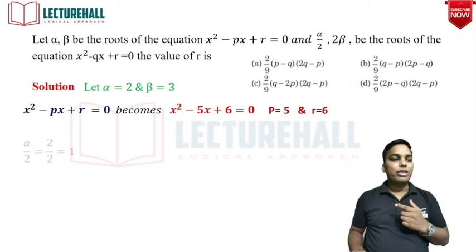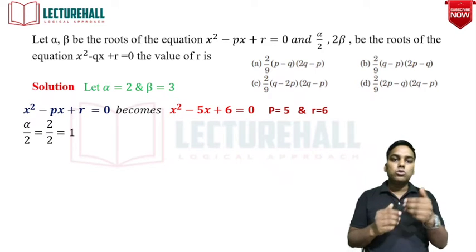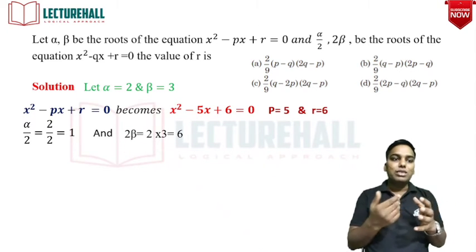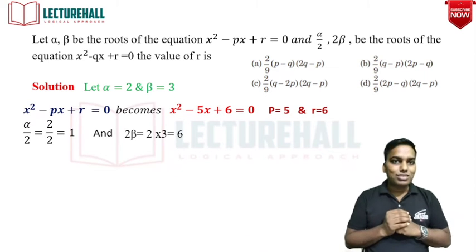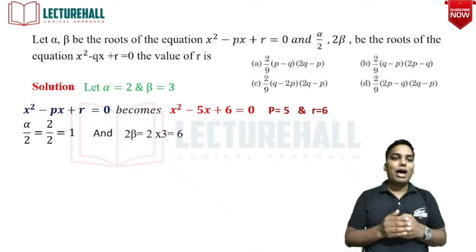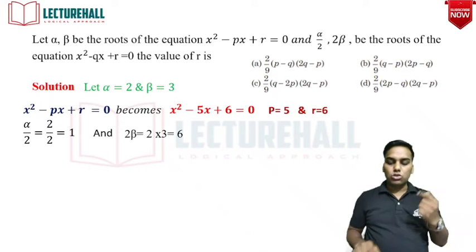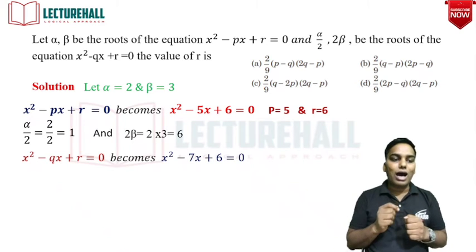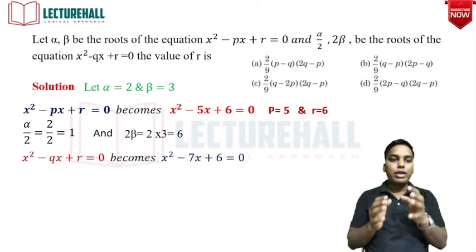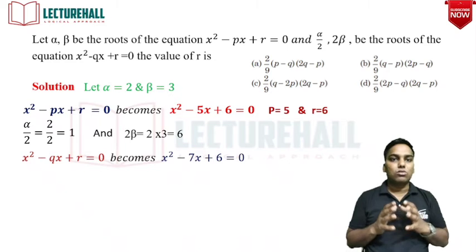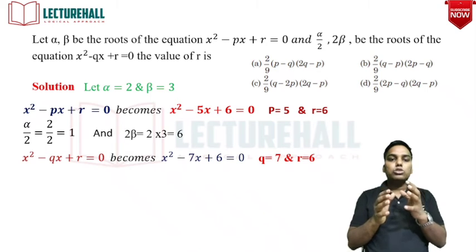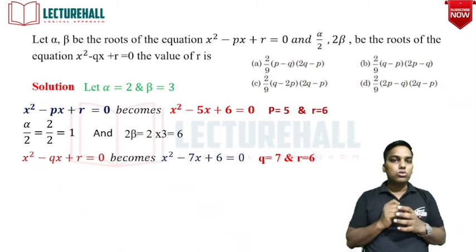What is next? Next it is given alpha by 2. Earlier alpha was 2, now it is 1, and 2 beta. Earlier beta was 3, now 2 beta will be 6. So in the new case we have the roots 1 comma 6. So we can easily get the equation x square minus qx plus r is equal to 0 becomes x square minus 7x plus 6 is equal to 0. What outcomes do we get from here? We get q is equal to 7 and r is equal to 6.